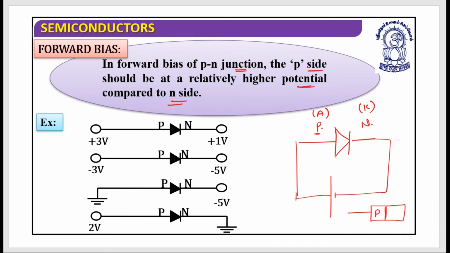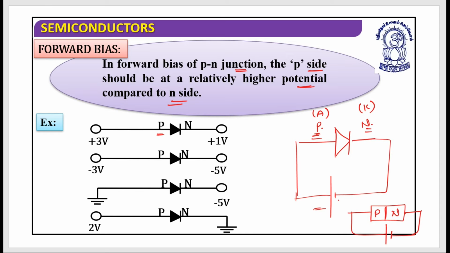Look at this very carefully. This is P, this is N, and this is the P, this is the N. So if the diode has been connected like this, with the positive terminal of the battery connected to the P-type material and the negative terminal connected to the N-type material, then this is what we call the forward biasing of a PN junction diode. Let's look at this. These are all examples of forward biasing of a diode.